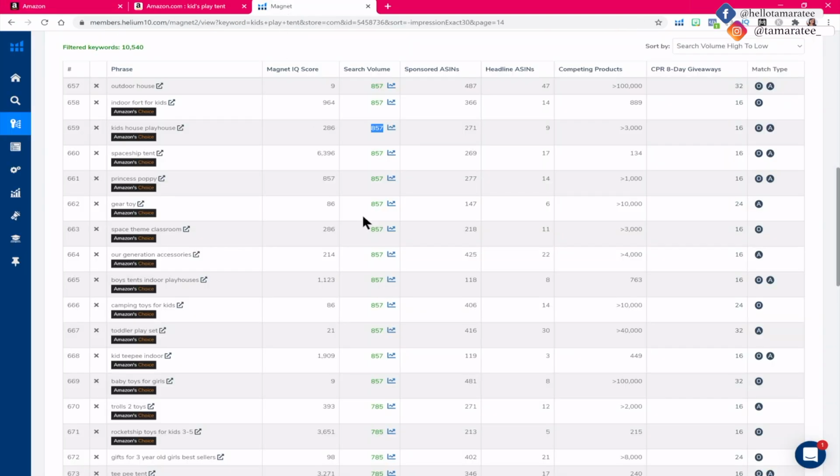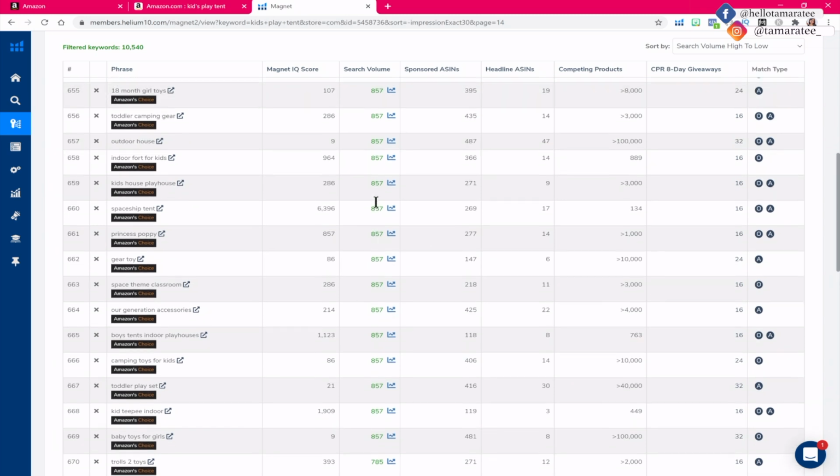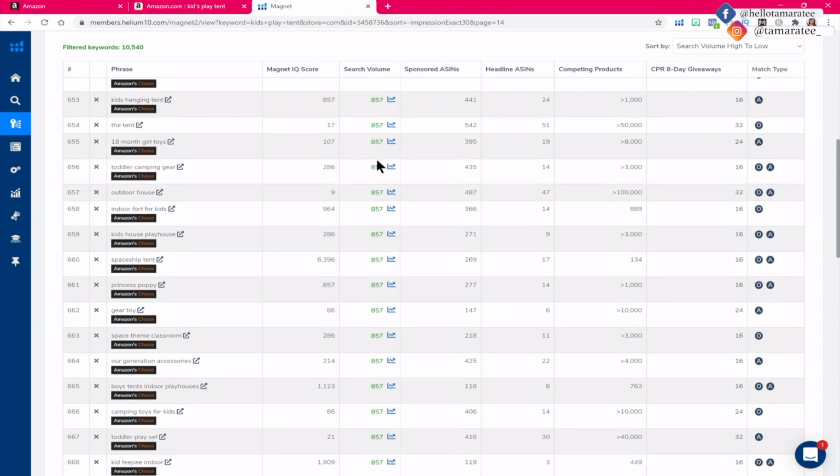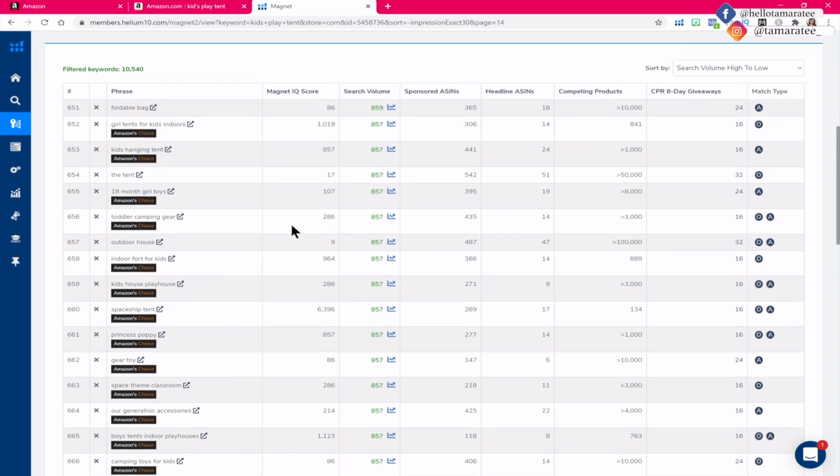So make sure if you are manually choosing keywords to target in your PPC campaigns, in your manual PPC campaign, make sure that they have decent search volume and make sure that it is very specific to your product. I know we were just looking at kids house playhouse. This is not specific at all, but I'm just giving you guys an example. Now you may understand why your ad may not be getting any impressions.